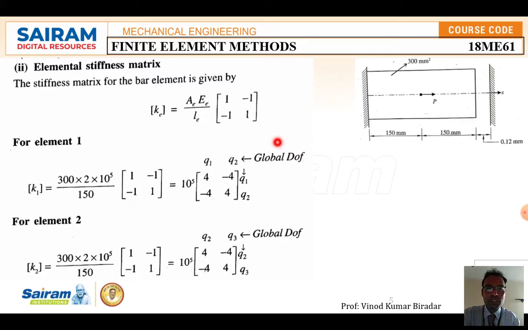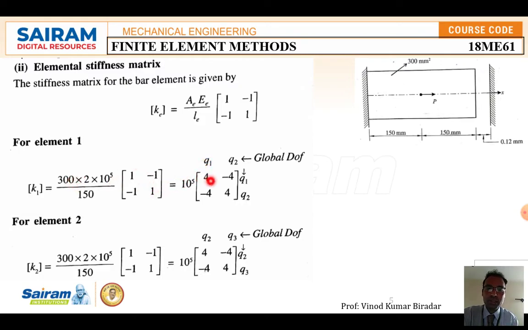using minimum potential energy and the direct method, that is Ke = (Ae E/L) [1 -1; -1 1], where e stands for the element number. Since only 2 elements are there in this problem, for element 1, K1 is equal to area, Young's modulus and length, which we know. Substitute, and you are going to get 4 into 10 to the power of 5.